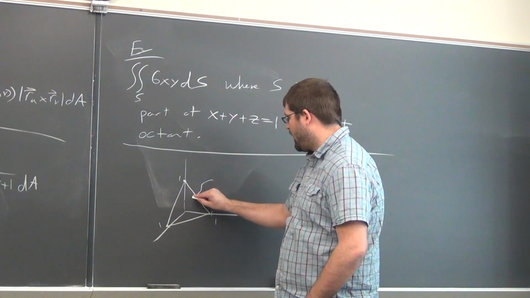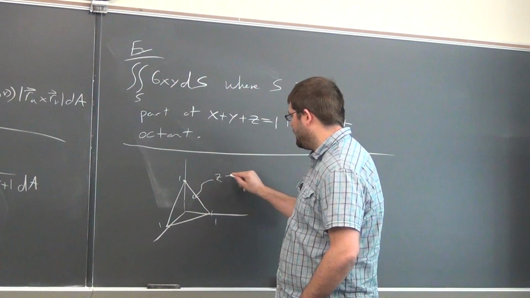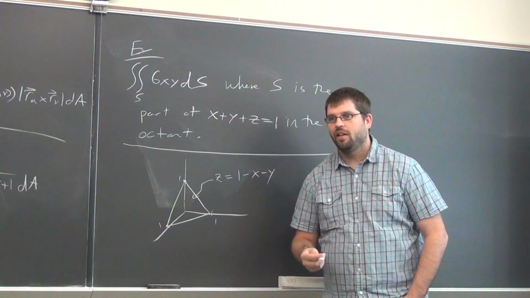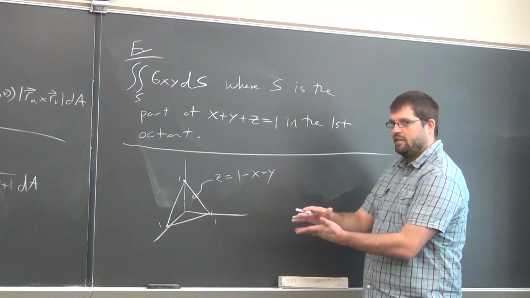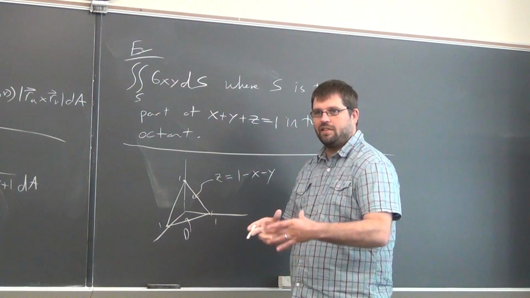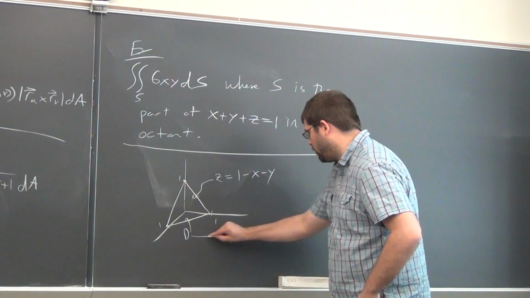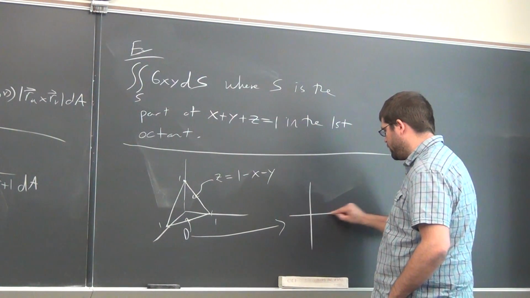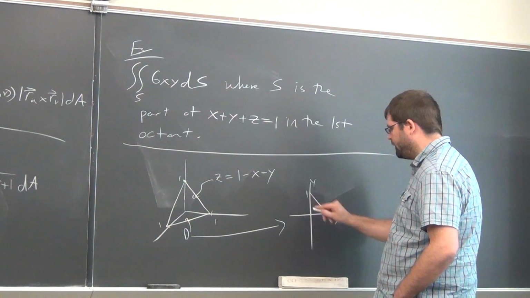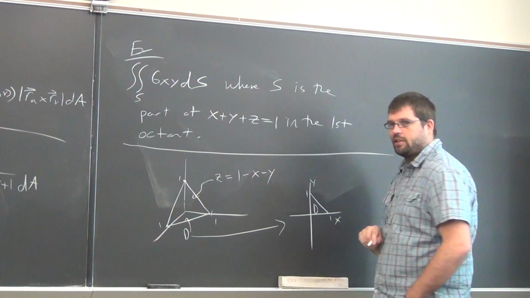And then the top of this, you could view like this: z is 1 minus x minus y, right? And then your D is this region down here, the base of that thing. So let me pull the D out. In terms of just x and y, your D is just this triangle here, right? That's your D. Does that make sense?